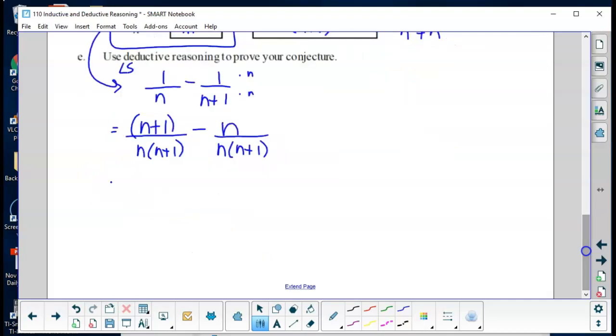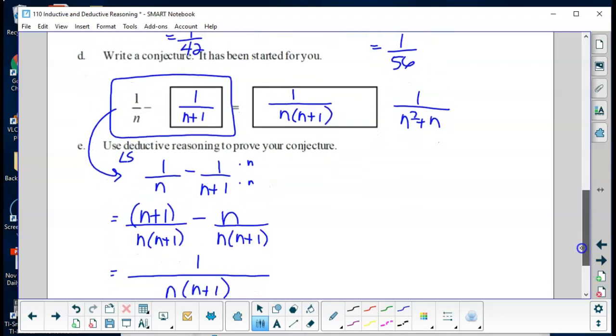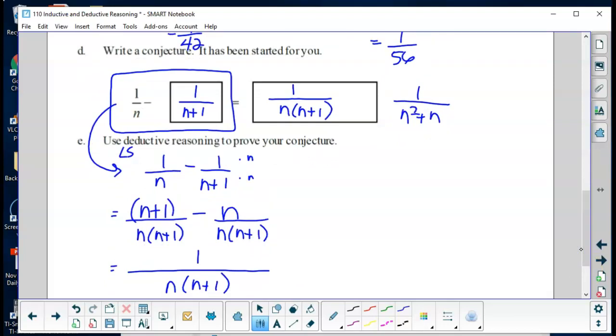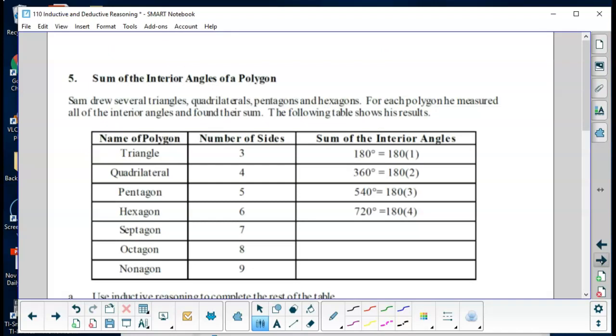Okay, then we've got that common denominator. So we're taking n plus 1 and subtracting n, which is 1. Okay, and that's what we said. That's the result that we thought. All right, so that's another example. Next one, into some geometry types of applications.